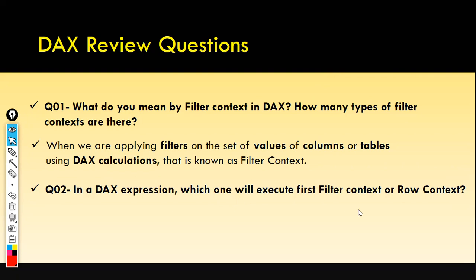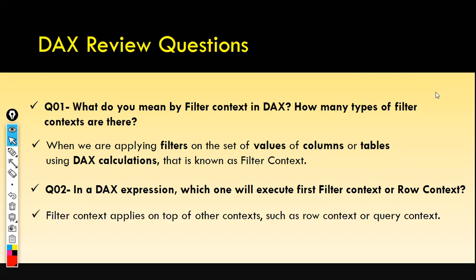In DAX, which one will execute first, filter context or row context? Filter context will apply first. Are you able to follow me or not? So what is filter, right? First, logically, you take any programming language, even Oracle or SQL Server, it first applies the filter smartly, and then only it does the row context or evaluates the expression. Filter context applies on top of other contexts such as row context or query context.